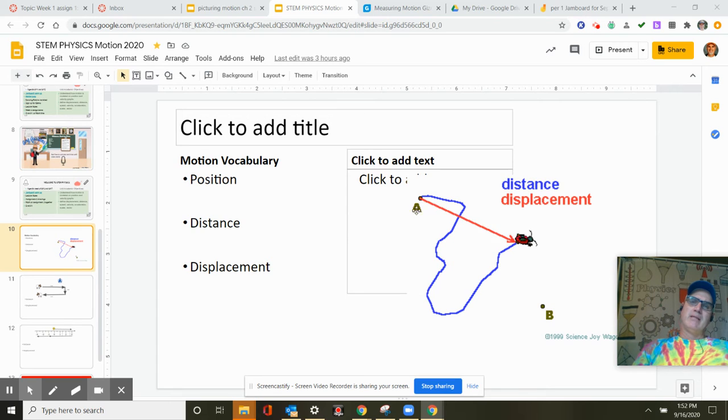Displacement is the straight line distance from start to finish. So the displacement just basically talks about where your position is at, right? This ladybug could have had an infinite number of different journeys to get from A to B, with a whole bunch of different distances to travel. But at the end, the displacement will always be the same. It's just the straight line. Notice that the displacement has an arrow on it because displacement has direction.